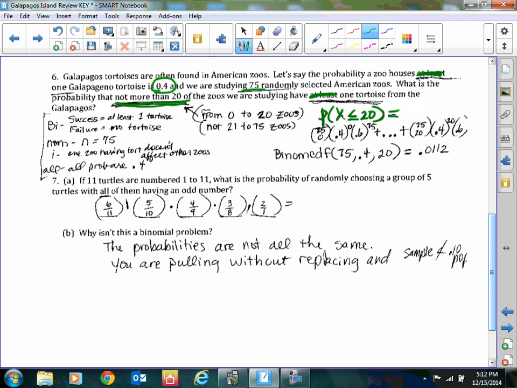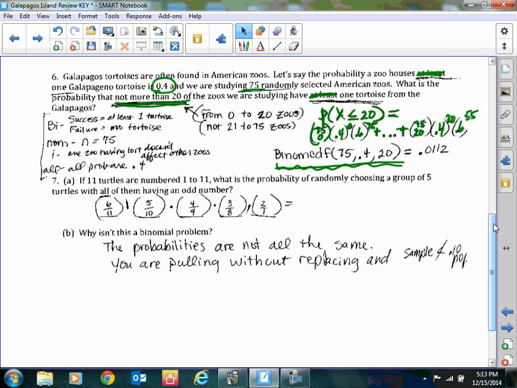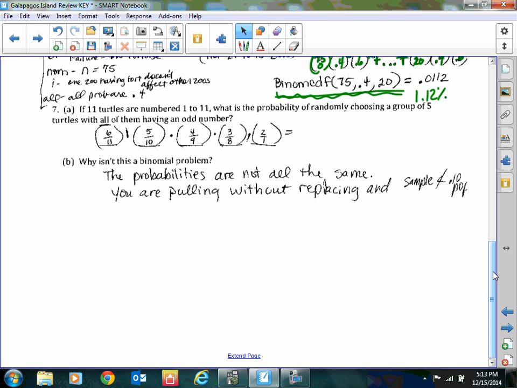So here is your pattern. 75 choose 0, 0.4 to the 0, 0.6 to the 75, plus, and so on, up to the top one in your pattern, which is 75 choose 20, and 0.4 to the 20, 0.6 to the remaining portion, which would be 55. Here is how you put this in your calculator. You are accumulating the bottom section up to and including 20. So there's a 1.12% chance that no more than 20 zoos in America have at least one tortoise from Galapagos.